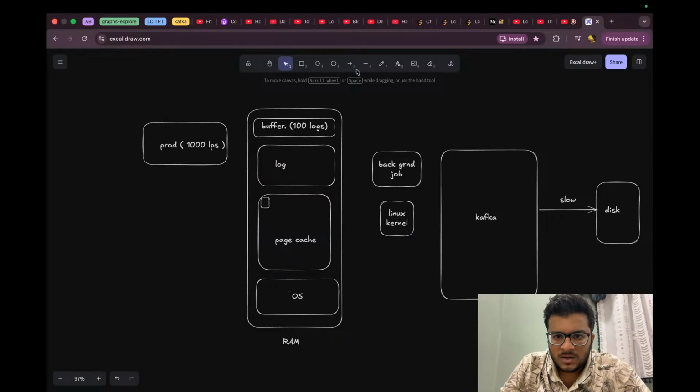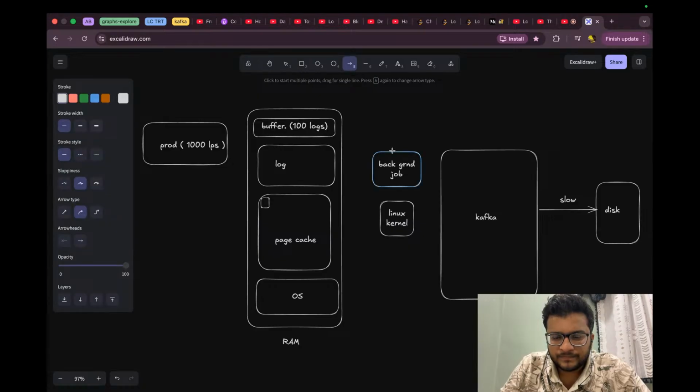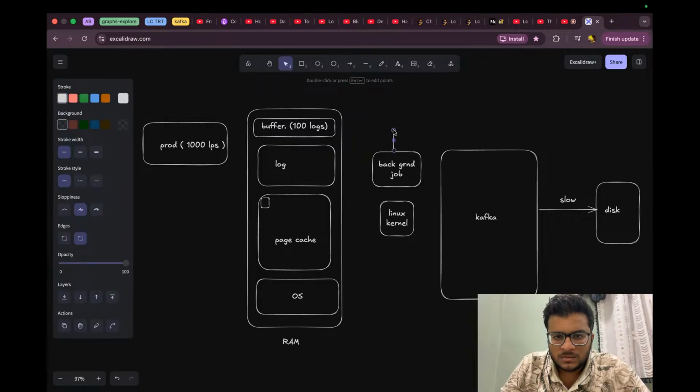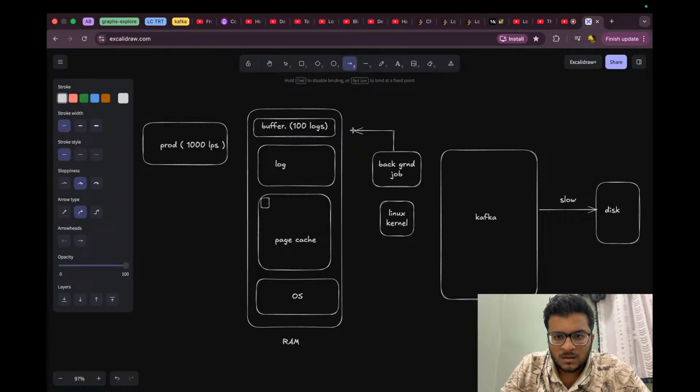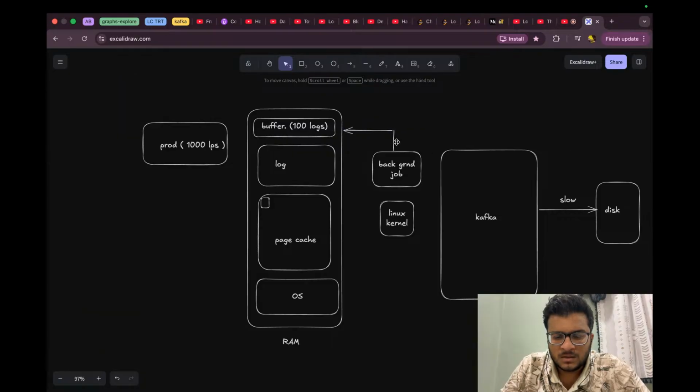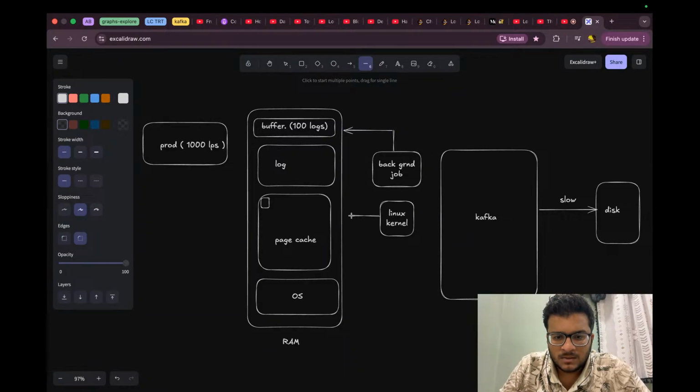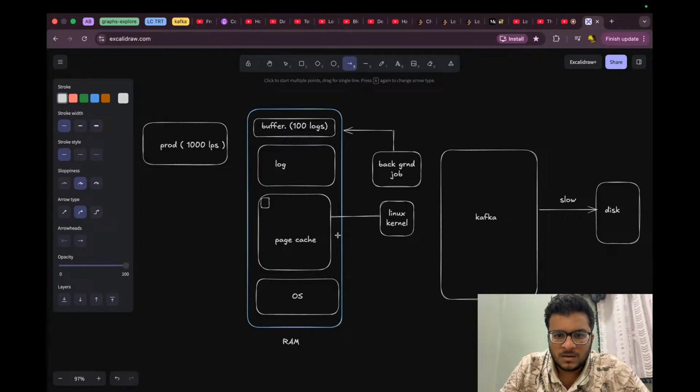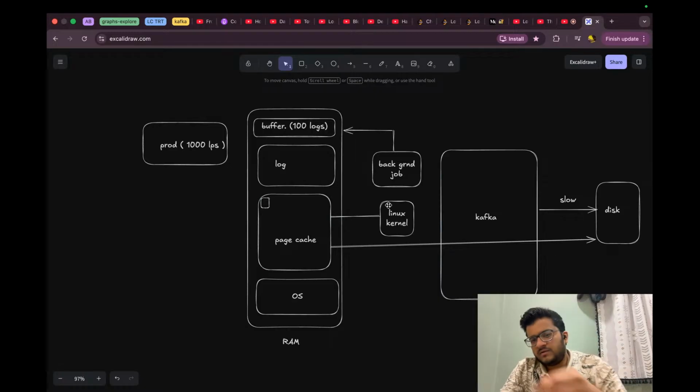So let me draw a line. My bad. This, and this, and again this, and this goes till here. So this is the entire flow, right?